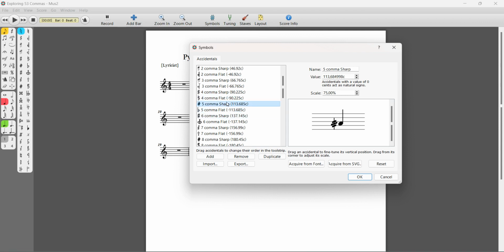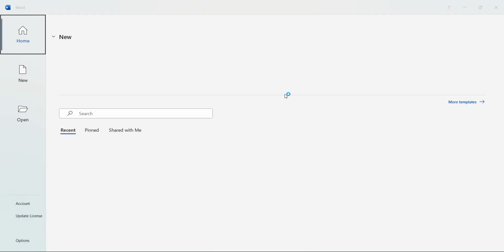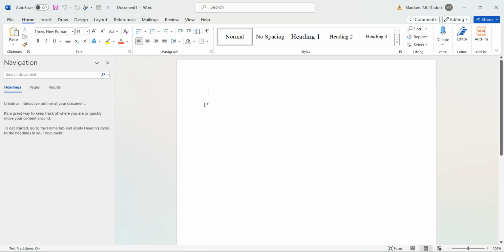So I extended this system to include all the commas up to 80 commas now, which is basically like 2 tones up. Now in this system, our scales will be very interesting. We'll get a lot of new scales.